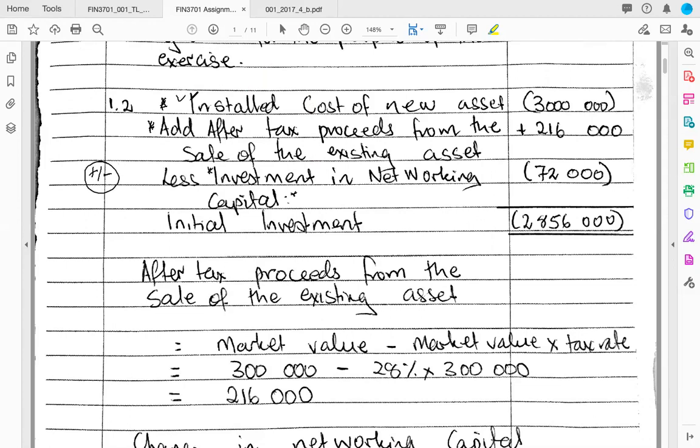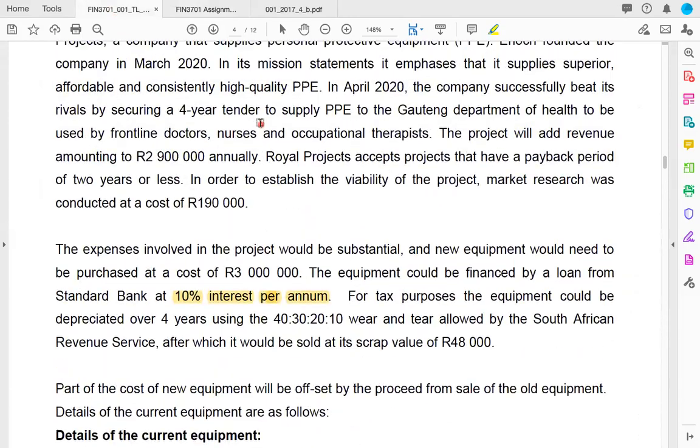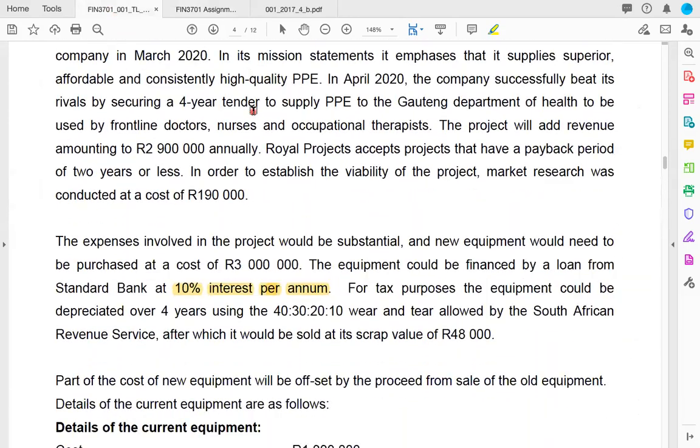So we take the installed cost of the new asset, then we add the after-tax proceeds from the sale of the existing asset, then we add or subtract the investment in net working capital, right? So let's go through each of those items, right? So to get the installed cost of the new asset, it's relatively simple. You just come to your case study and then you read the information you've been given.